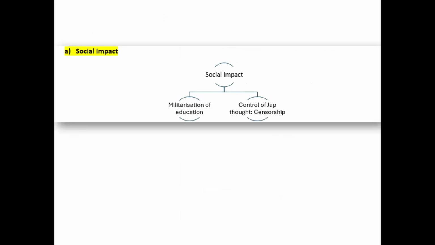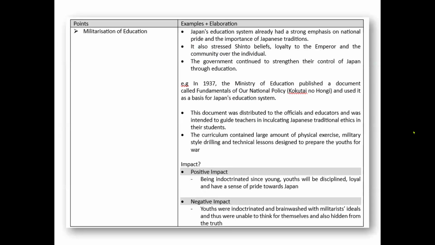Now, social impact. For you to have a full military government, you definitely need two things: education as well as censorship. So once the Japanese military was in power, these two things were very much needed. One of the things is through the young minds. Of course, there was already importance towards the emperor, loyalty, but they wanted to strengthen the control of the youths, the younger population, through education. So there was a document called the Kokutai no Hongi, which was Fundamentals of a National Policy. It was given to educators, it was given as part of the curriculum, and there was a lot of military style drilling. Very familiar to Germany, right?